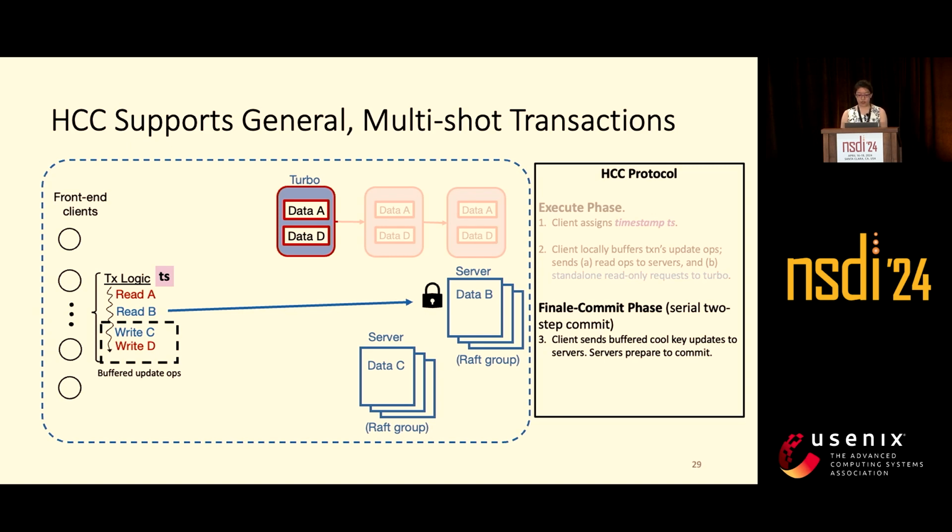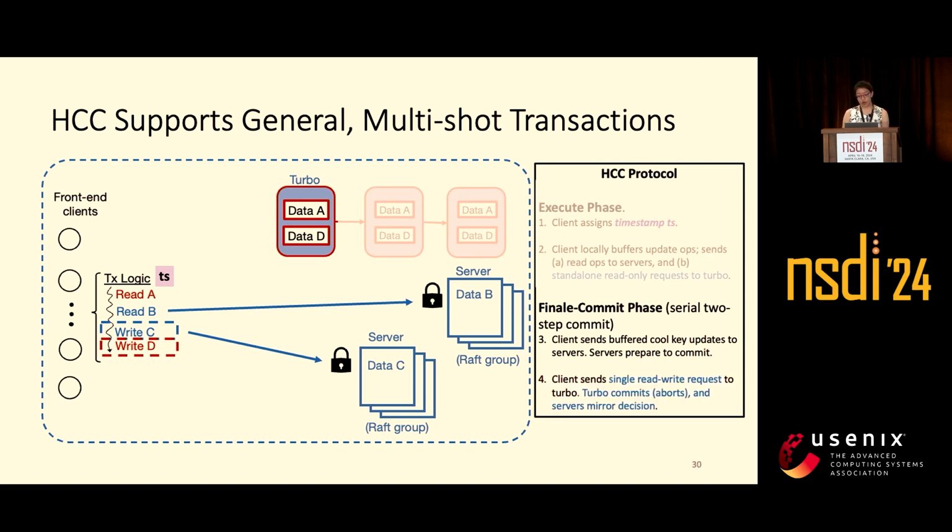Then, the client enters the final commit phase. It'll divide the buffered updates into cool set and hot sets, and then execute the cool set first on the servers using distributed concurrency control. If the servers succeed, they prepare to commit. Only then does the client send the hot set as an isolated read-write transaction to the turbo. The turbo commits that, and the servers mirror that decision.